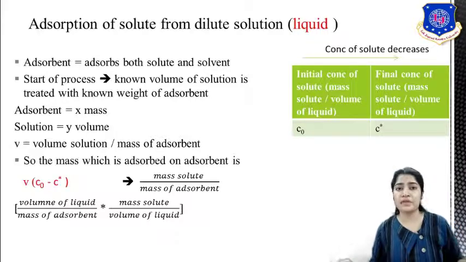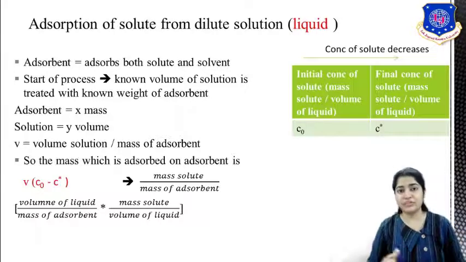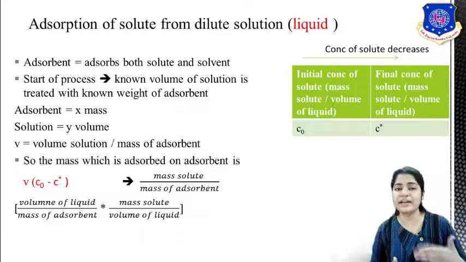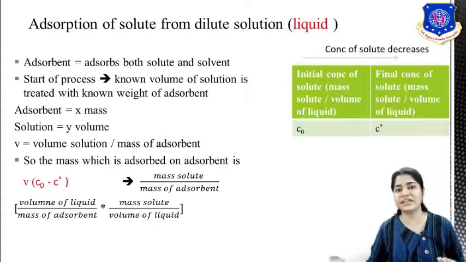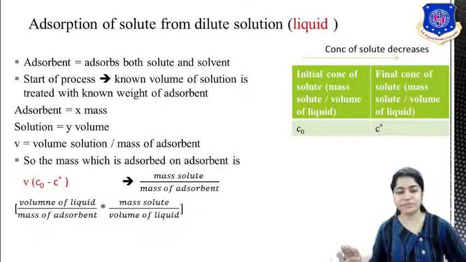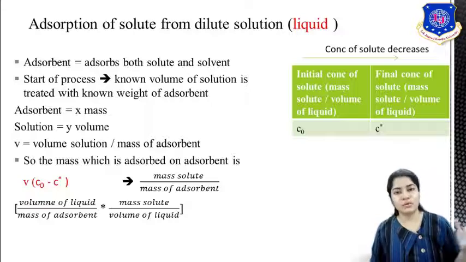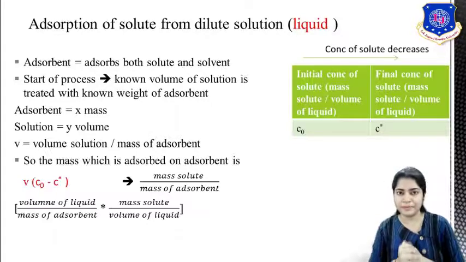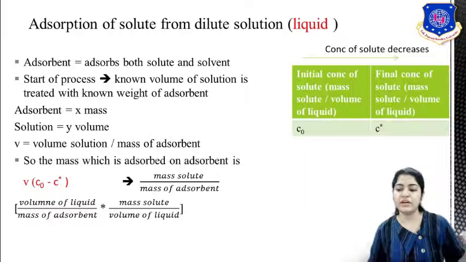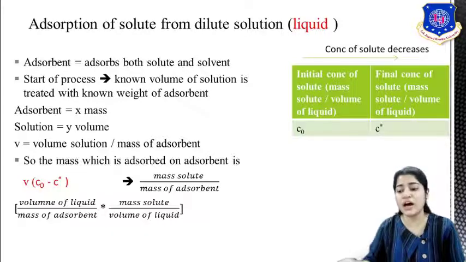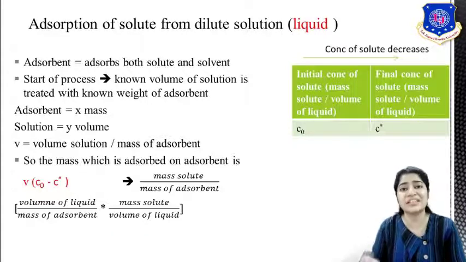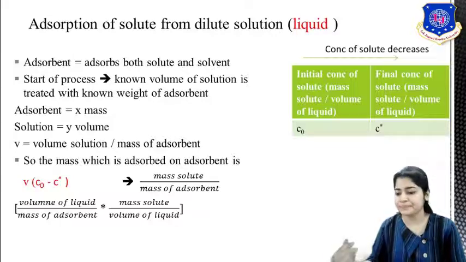So mathematically, what we are calculating is your apparent adsorption, where we are only considering that only solute is transferring. How are we starting mathematically? Suppose the initial concentration of your solute is C0. Your concentration is mass of solute per volume of liquid, because concentration is what? Mole per liter or kg per liter, right? So C0 is your initial concentration.